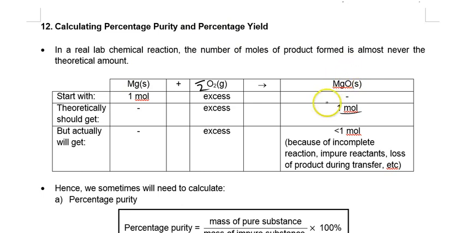But in reality, I will actually get less than 1 mole. Why? Because of possibly incomplete reaction, impure reactants, I lose some product during the process, and so on and so forth. So I may not get the full 1 mole of MgO. So how much do I get? Let's say I should get 1 mole, but I only have 0.9. What's my yield? My yield is 90%.